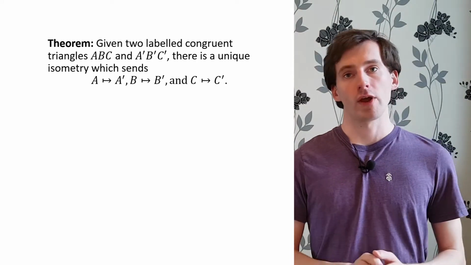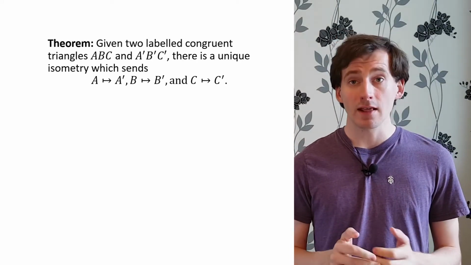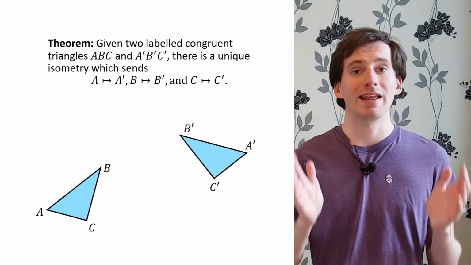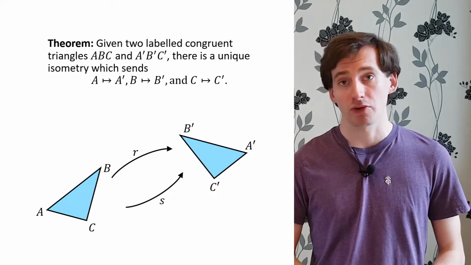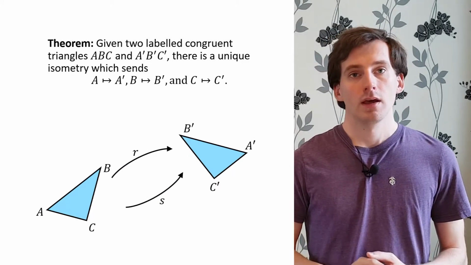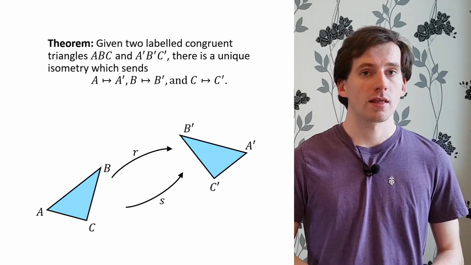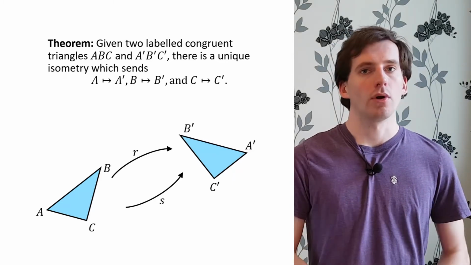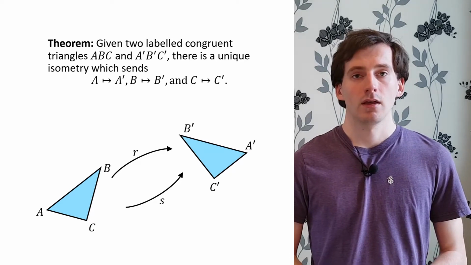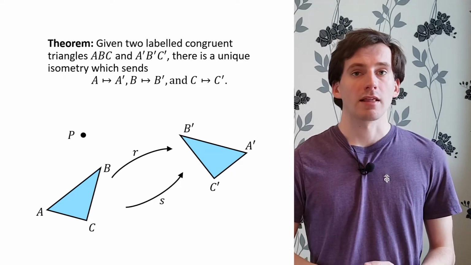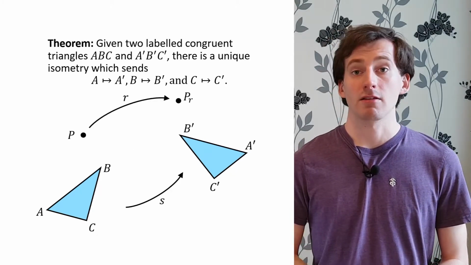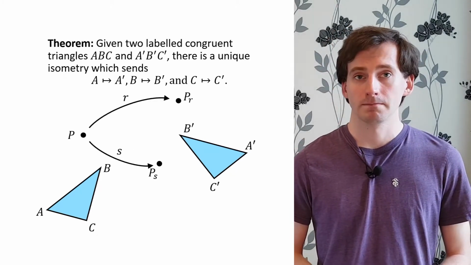To the contrary, let us assume that there is a pair of congruent triangles which can be matched up by at least two different isometries. Call them R and S. Since they are different isometries, there must be at least one point which gets sent to different places by R and S. Call this point P and say that R sends P to PR and S sends P to PS.